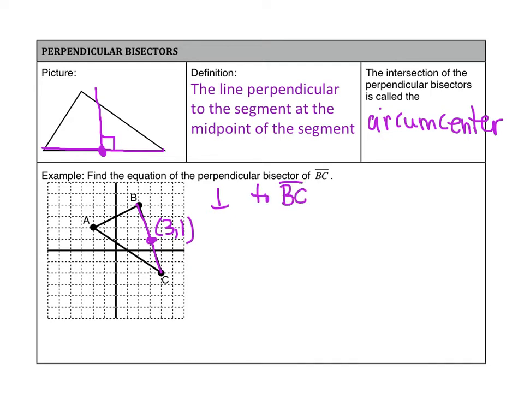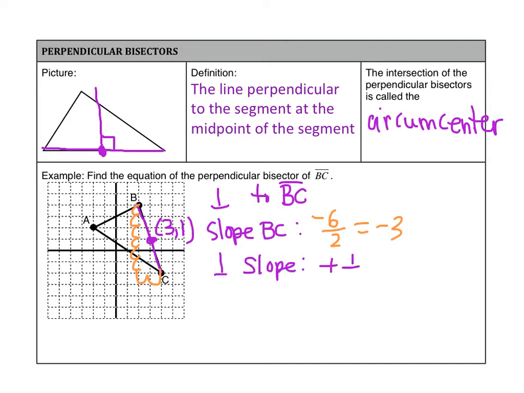We're going to use information from chapter 5 again, knowing that perpendicular slopes have opposite reciprocal values. So if we know the slope of BC, we can figure out the perpendicular slope. If I just use the graph to count it out, 1, 2, 3, 4, 5, 6, going down 6 makes it a negative 6. To the right 2 will simplify to negative 3. That makes the perpendicular slope a positive 1/3 because we need the opposite reciprocal.